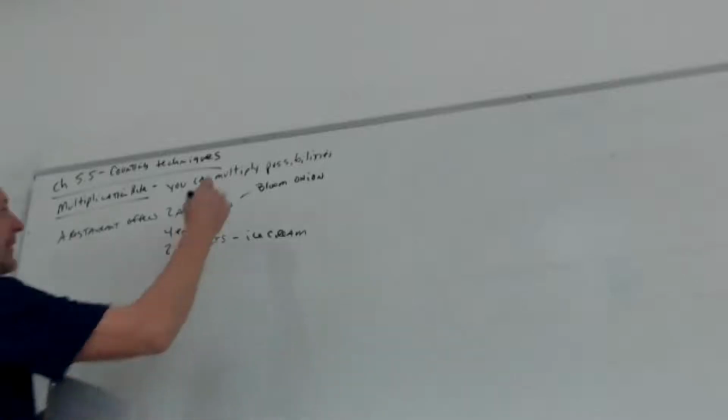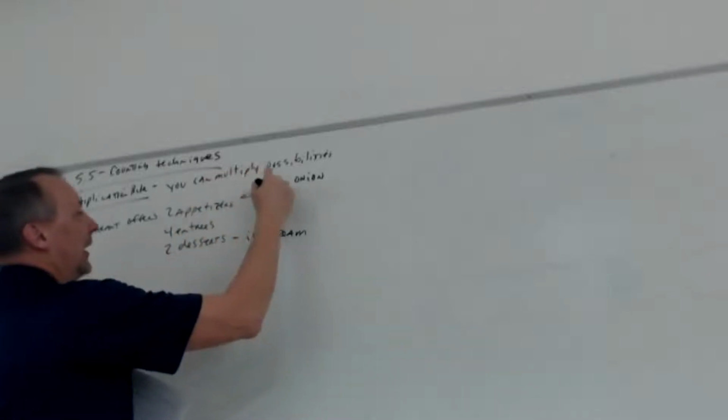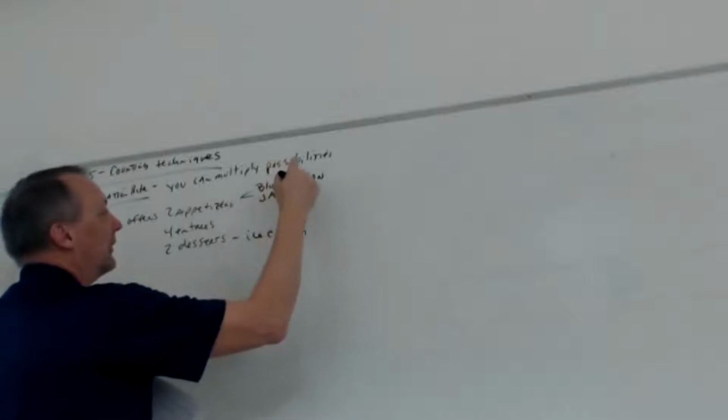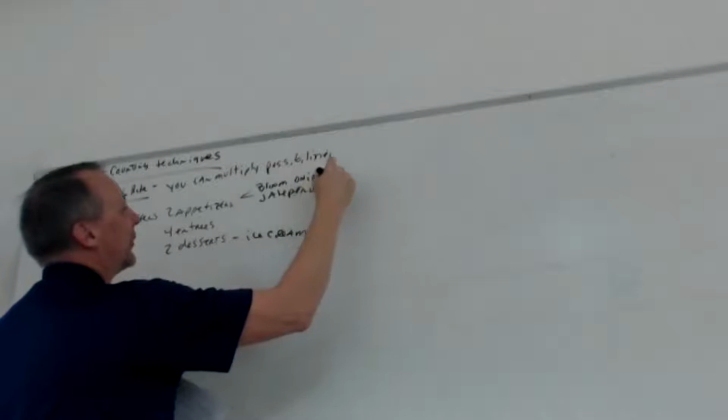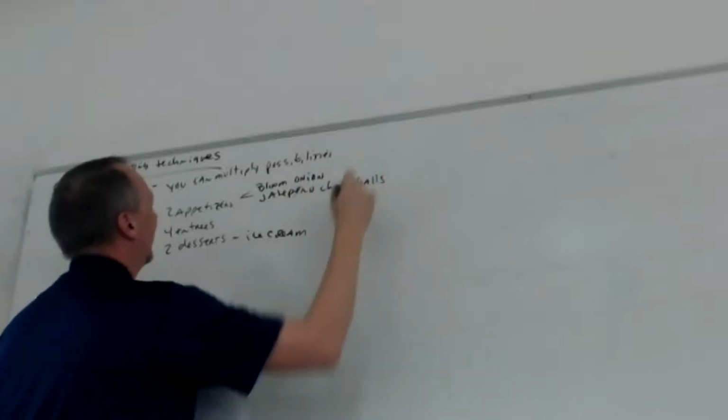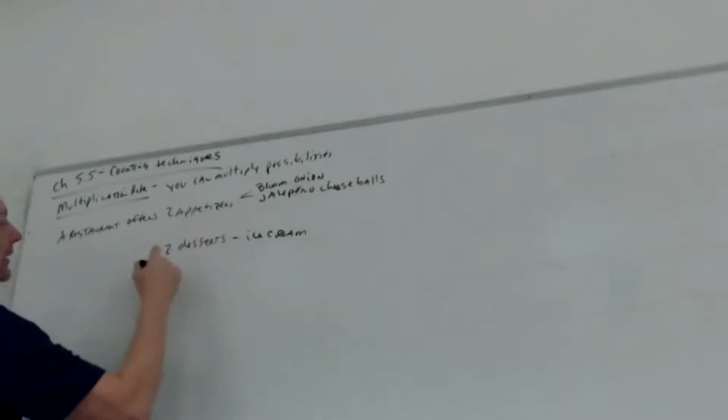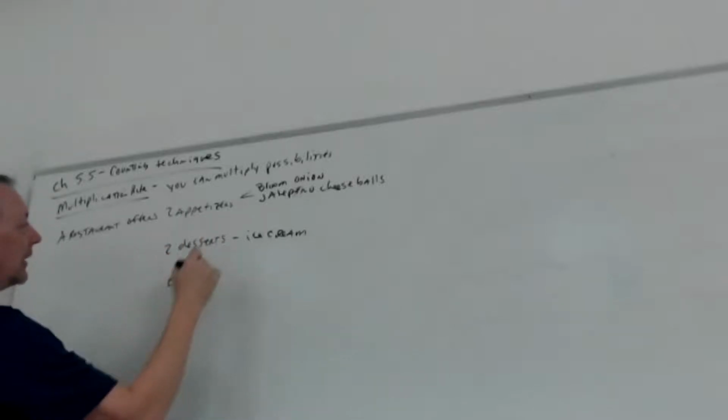How about David? What's your favorite appetizer? Snake bite? What's that? Jalapeno cheese balls. I know what that is. I'm going to put jalapeno cheese balls. I should have given myself more room here. We're going to move the entrees down here. Okay, we'll go with desserts.